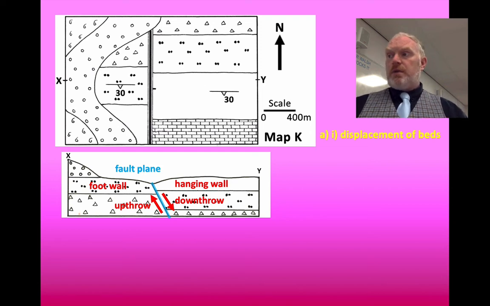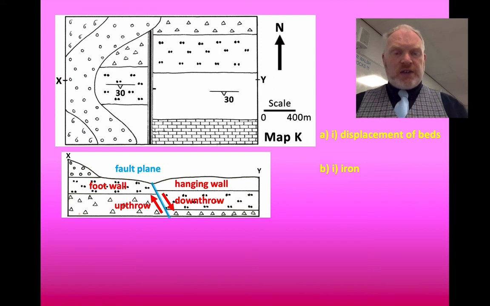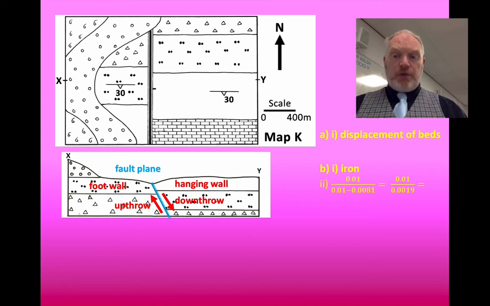Question B asks about the mineral vein. This mineral vein contains the mineral hematite, which is an ore of iron. And it then asks you to work out the relative density of this, giving you the equation with the data. So if we put the numbers into this equation, we end up with 0.01 divided by 0.0019. That's going to give us a relative density of 5.26.